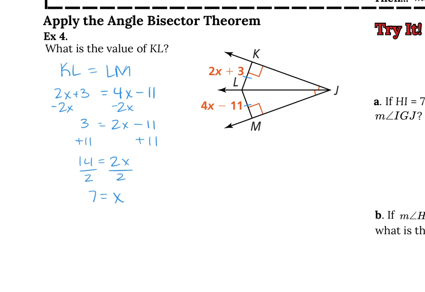Okay, so I found x, but I want to solve for KL. So KL is 2x plus 3. Well, x we found is 7, so 2 times 7 is 14, plus 3. So I would end up getting 17 for KL.